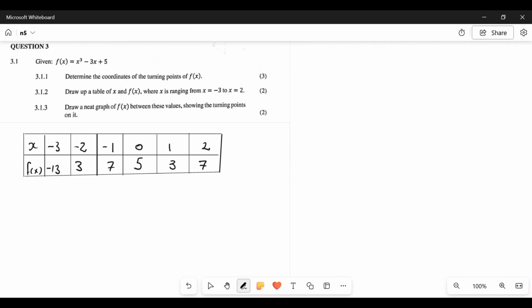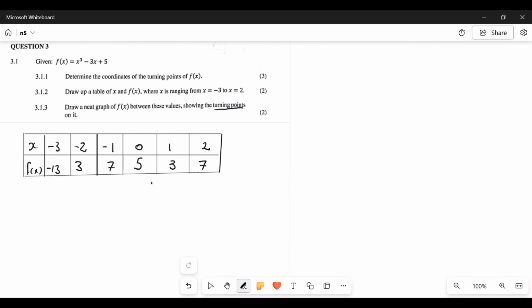3.1.3. All right guys, here is our question 3.1.3. Now let's look at this question here. As you can see, here's our question there. Now they want us here to draw a neat graph of f(x) between these values, showing the turning point on it. So we're going to use this table that we just did to draw our graph. Also, we need to show our turning point that we got earlier in question 3.1.1.